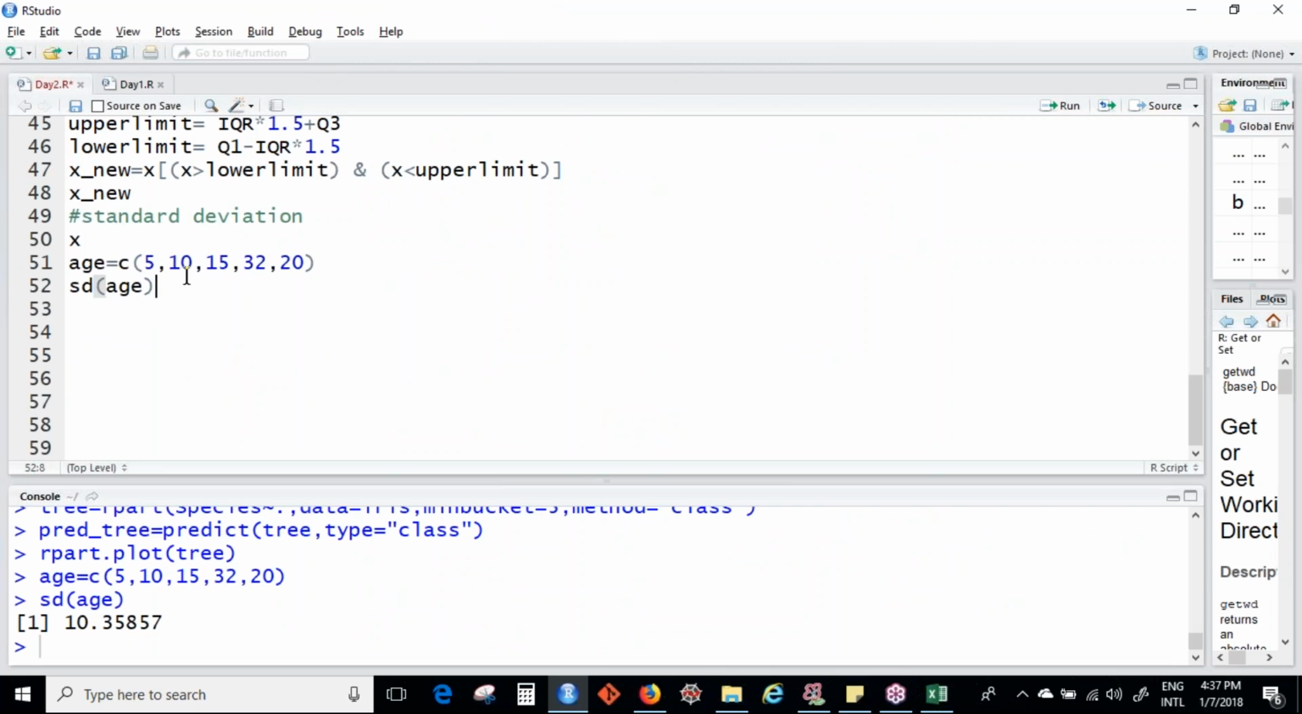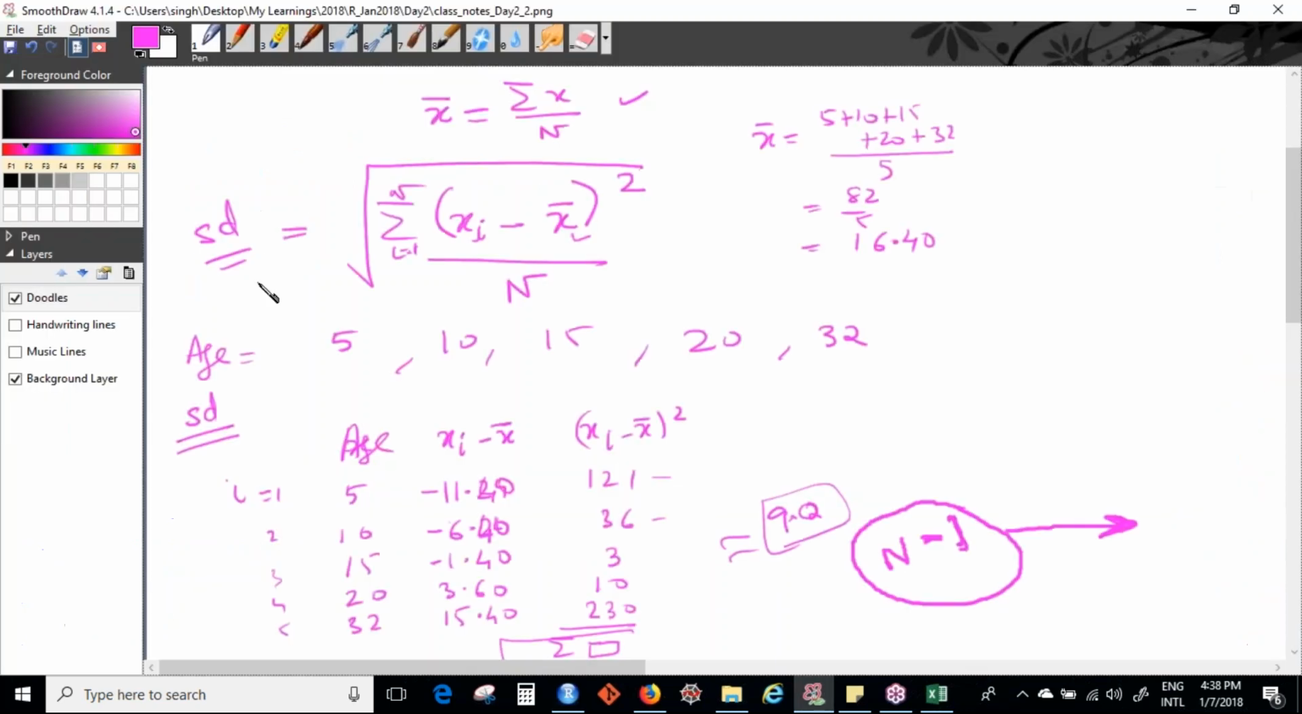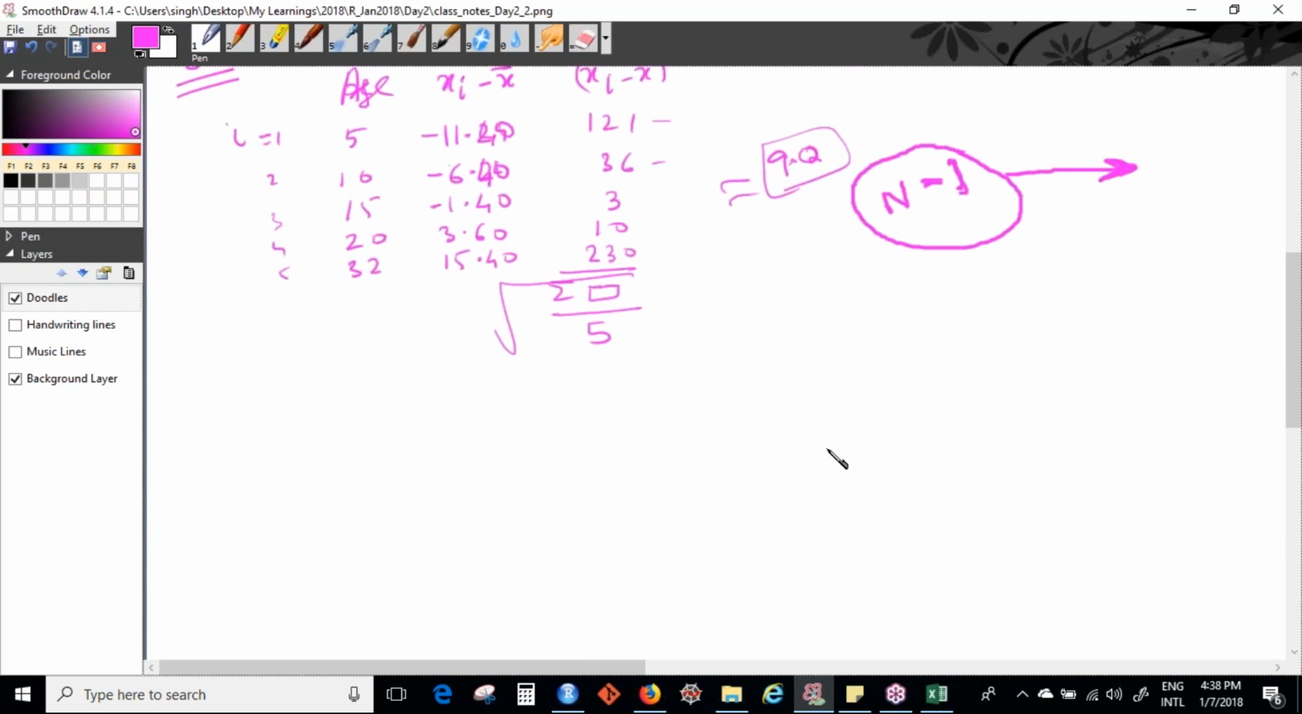So how will you get the answer for this? You can just multiply it by the square of n minus 1. So n minus 1 is 4, that means 16, and then divide it again by 25, right? No, 25 or how many? How much? So you have this.